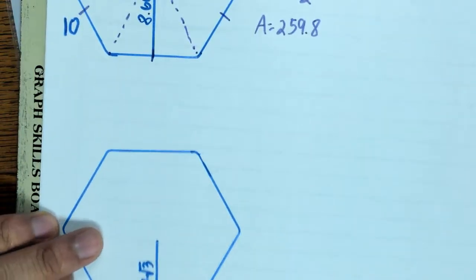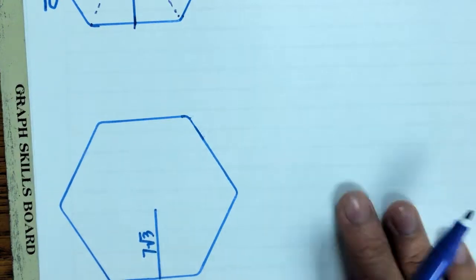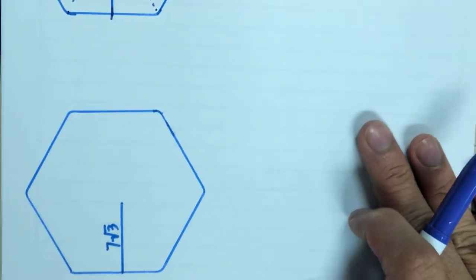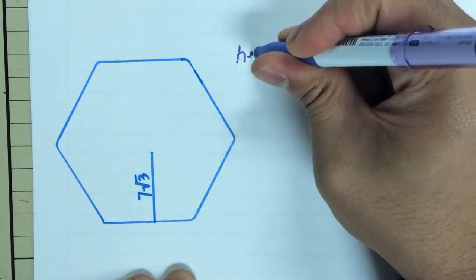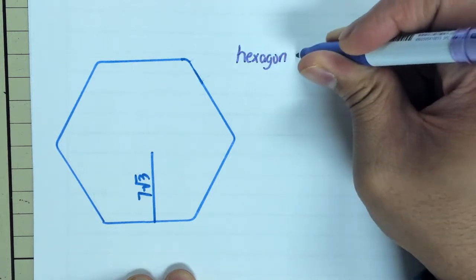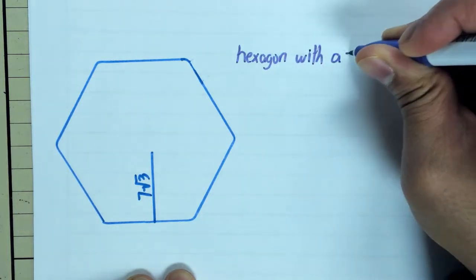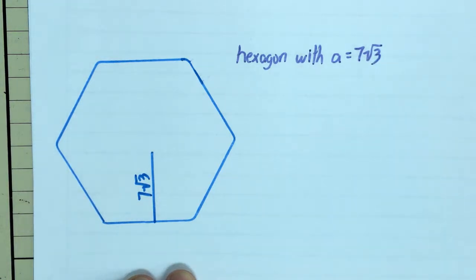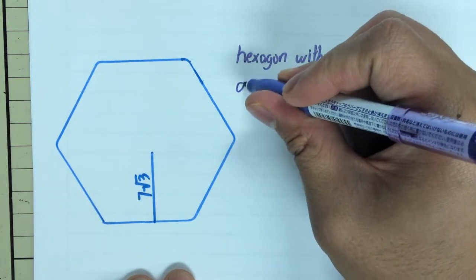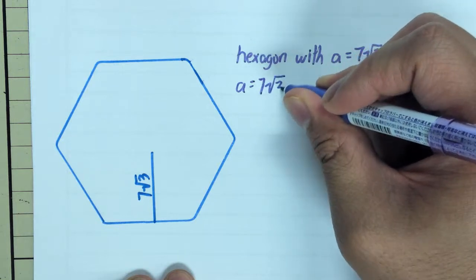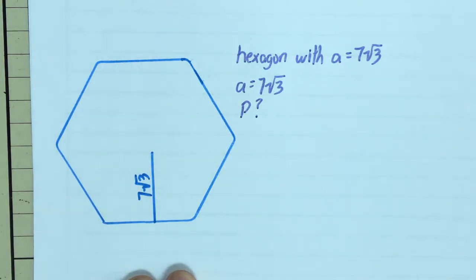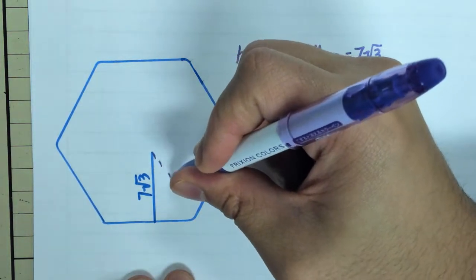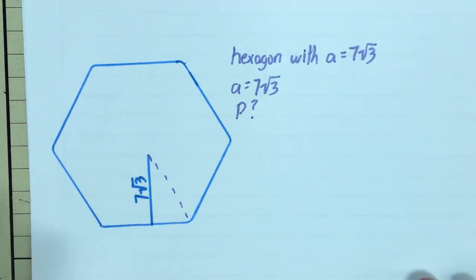Over here, this time I have a different example. Over here, what we have is a hexagon, a regular hexagon with apothem equals 7 square root 3. So, for a regular hexagon, there is a shortcut. So we know A is 7 square root 3. That's given. But what about perimeter? So to find perimeter, we can do this. Okay.